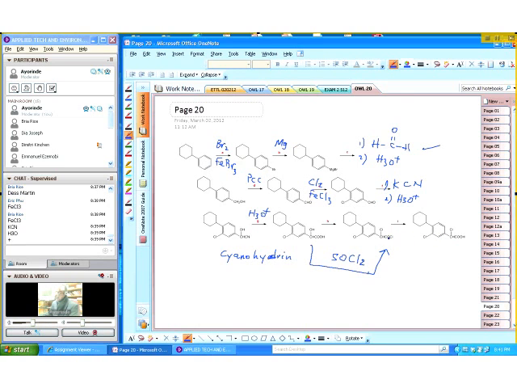And finally, you want to go to here. All you need to do here, just take the acid chloride and add water to it. That will give you a carboxylic acid. Okay, so that is the end of today's session.